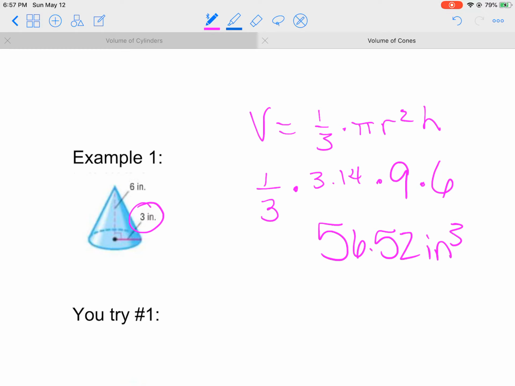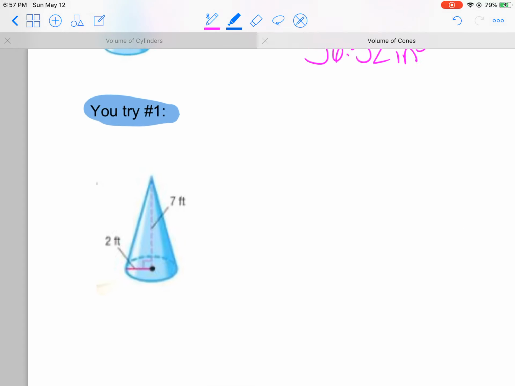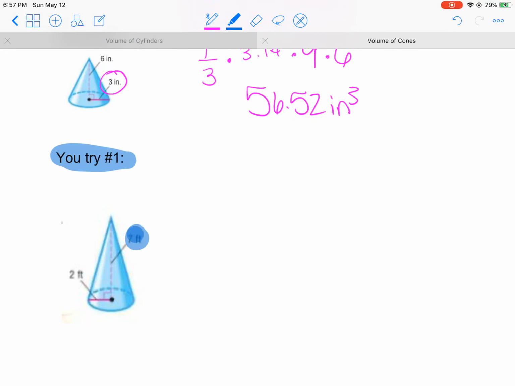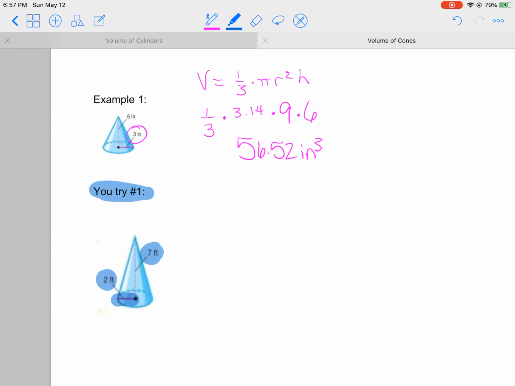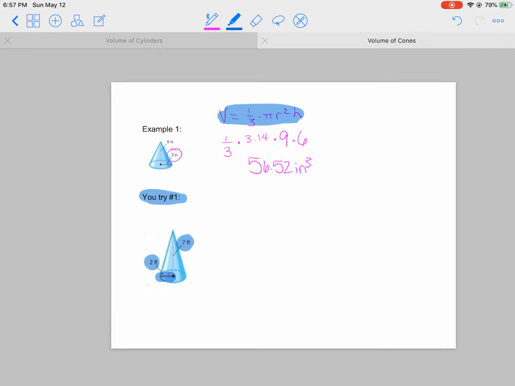All right, let's go ahead and do the next one. Or the next one's actually for you to try already. Let's just make sure you have all the information that you need. You've got a height right here of 7. You've got a radius right here of 2. Follow the formula up here, just like I just did, and you should be fine.